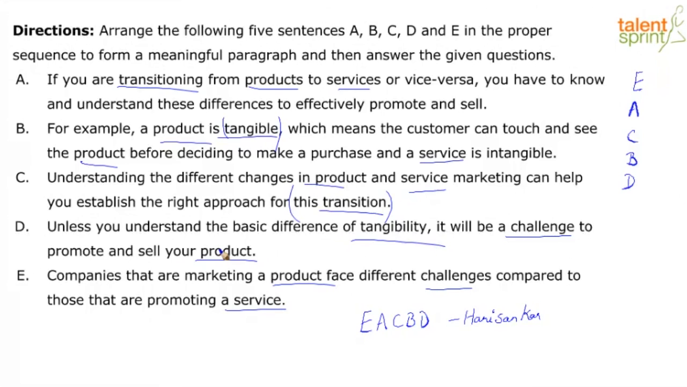Okay, let me go back to you. You don't have to be confused at all. See, if you look at it, there are some clue phrases. For example, if I look at A and C, right? E is setting us the context. It's saying, hey, we're going to look at the difference between product and service and what are the possible challenges.